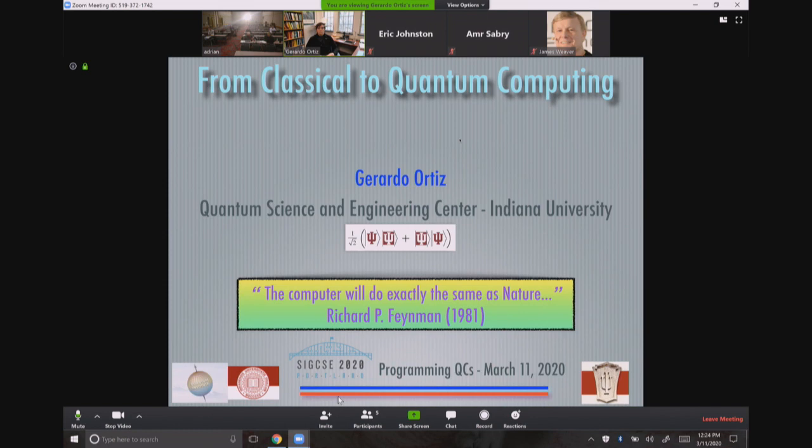So the next two presenters are going to be from Indiana University in Bloomington. The first one is Professor Gerardo Ortiz, who is leading, along with the other presenter, Amr Sabry, the new Center for Quantum Information Science and Engineering in Bloomington. Professor Ortiz has taught the Quantum Computation and Quantum Information course, the P555, for at least the last 5 years. This is a course that's specifically for graduate students in physics, motivated students, and then graduate students in computer science or mathematics can also take the course.